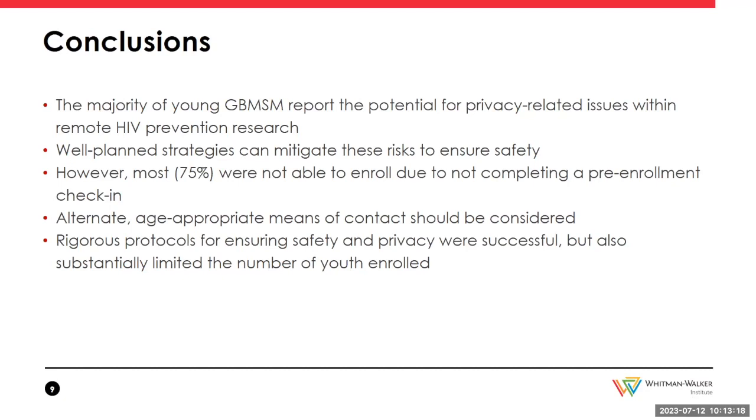So the conclusions are that the majority actually do report the potential for privacy-related issues in a study like this. Remote research with minors is challenging given the privacy landscape for them. Well-planned strategies can mitigate these risks to ensure safety. So we didn't have any safety issues, but as a result, we also couldn't enroll most of the minors who were screened eligible for the study.